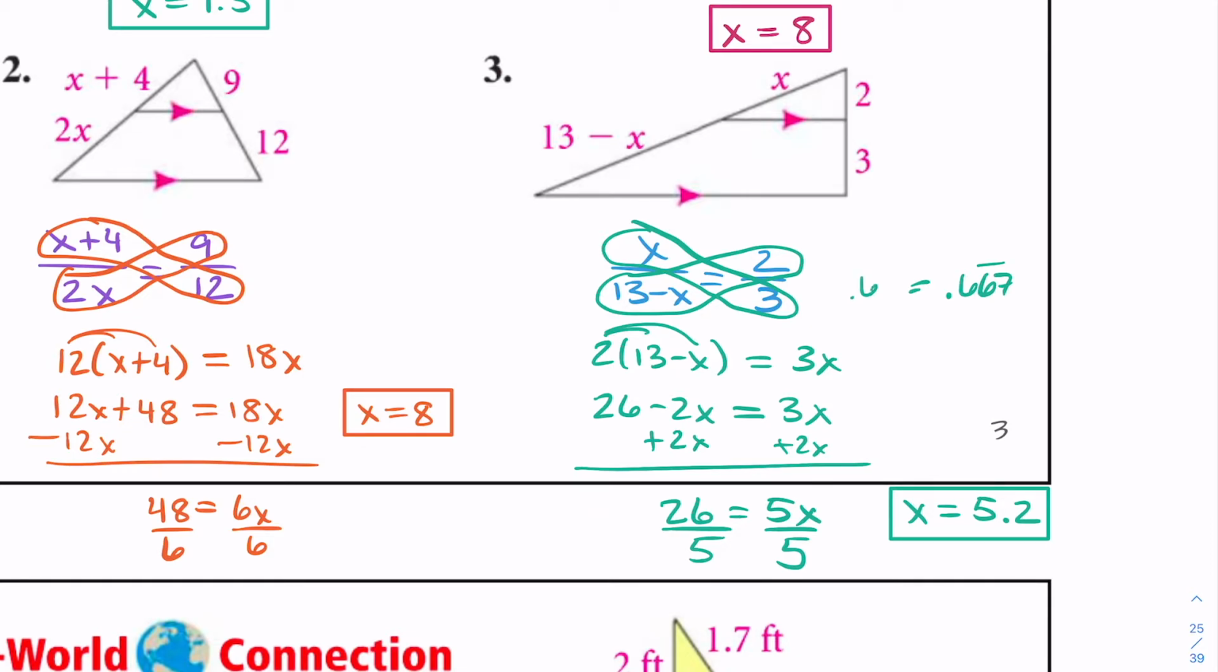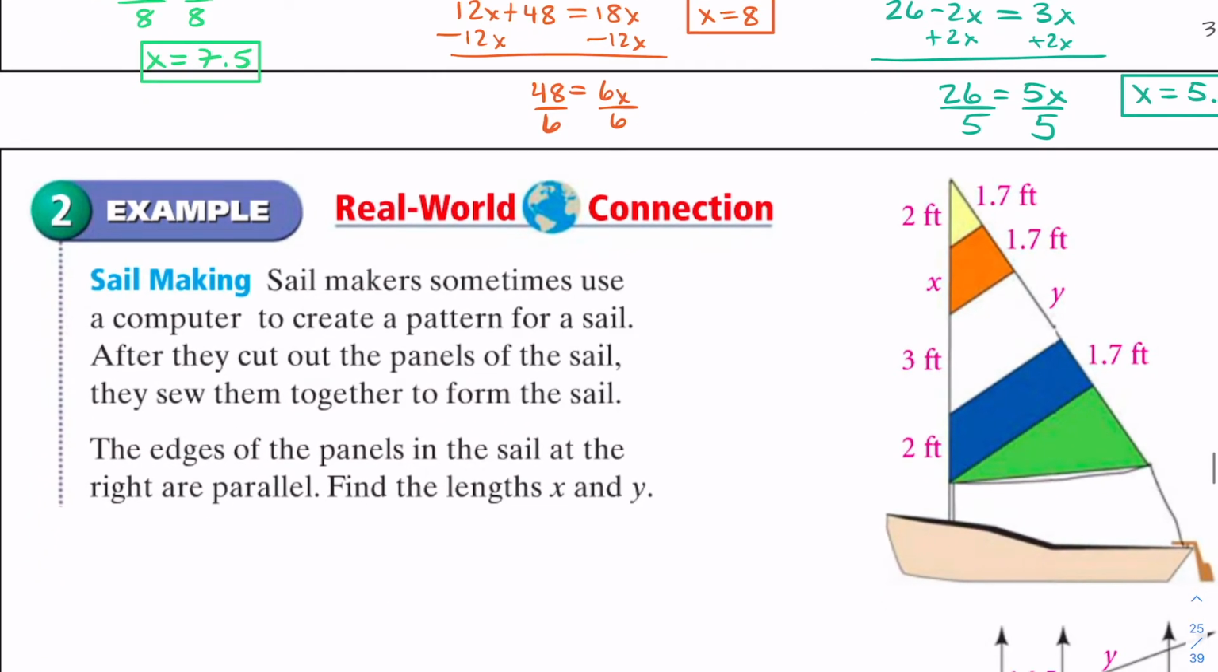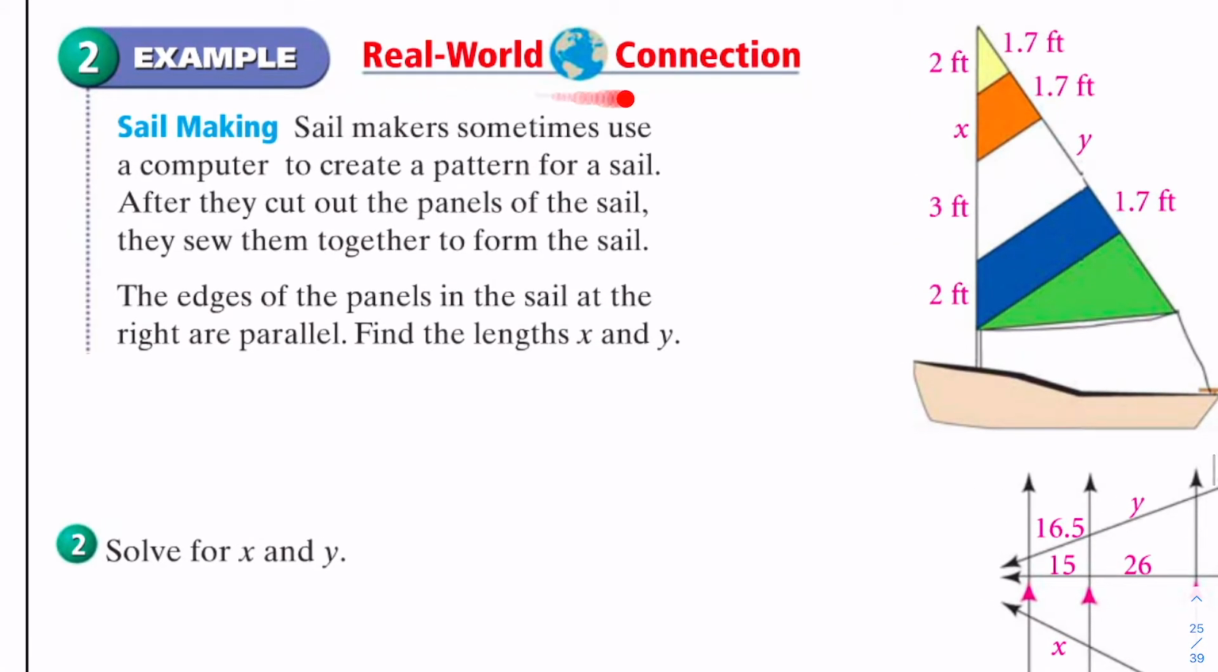So these are equivalent, meaning that 5.2 works out. That would be 5.2, the whole thing, 13 minus 5.2 is 7.8, so plus 5.2. The whole length is 13. 5.2 is 2/3 of it. Good, good. All right, here we have a real world application.